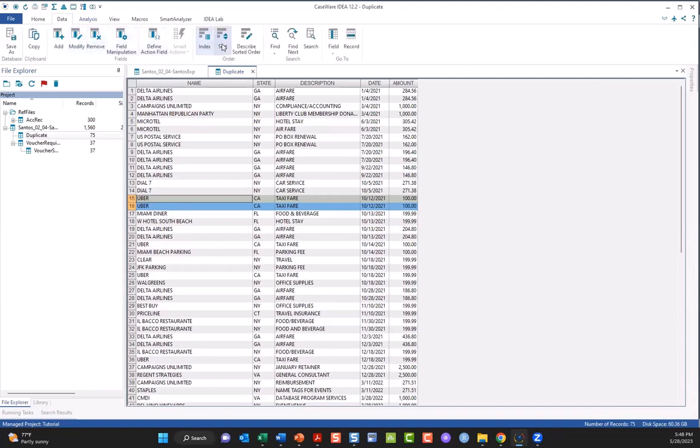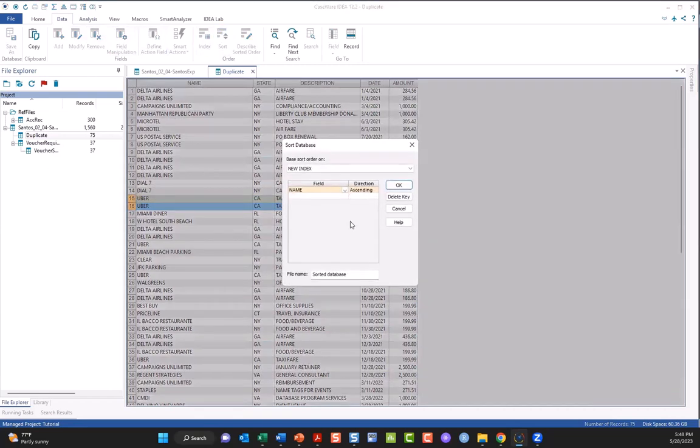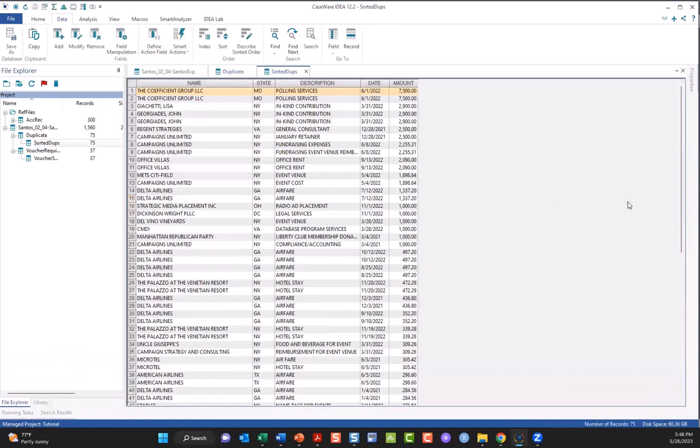data, sort. We will go amount descending, and then to keep the matches together, we'll do date descending, and we'll hope that this keeps everything together. And we'll go file name, sorted dupes. We'll do OK. Here we go.